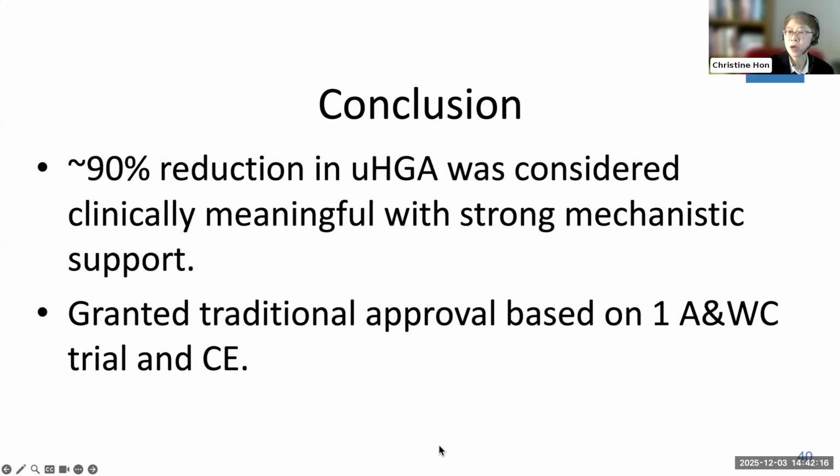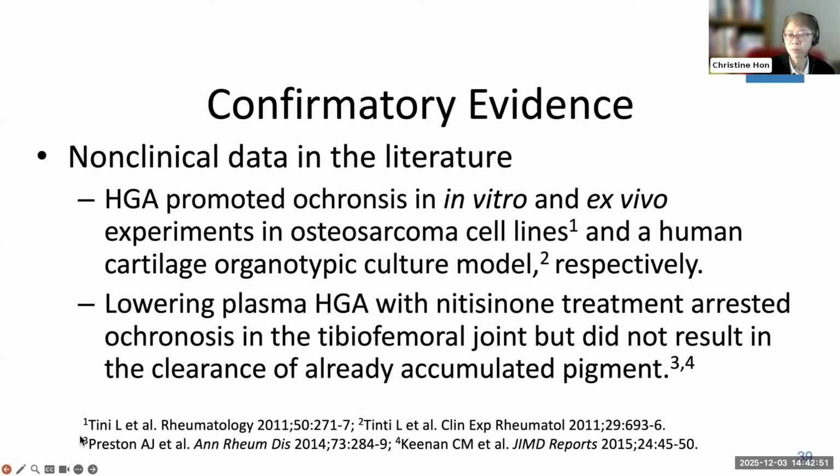Finally, the confirmatory evidence also comes from non-clinical data in the literature. There is published literature using both in vitro and ex vivo models showing that HGA promotes ochronosis in cell lines as well as in cartilage culture models. Also, information is available in knockout mice. They showed that lowering plasma HGA with nitisinone treatment arrests ochronosis in the tibio-femoral joints of the mice. However, once the pigment has accumulated in the joints, nitisinone did not further reduce this pigment in the mice.